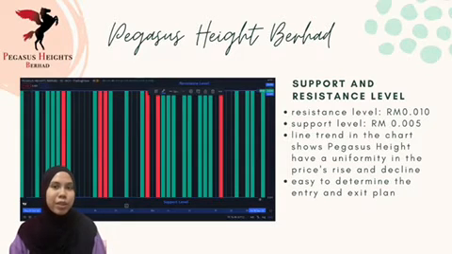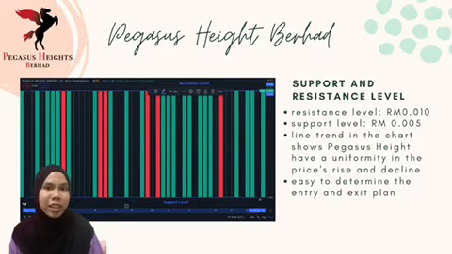For Pegasus Hyperhides, we only use support and resistance level. Since the price of Pegasus Hyperhides fluctuates consistently, it is easy for us to determine the entry and exit plans. And we can say that investing in this company gives us a high return because we can predict and plan the right number of stocks to acquire in exchange for a big profit.